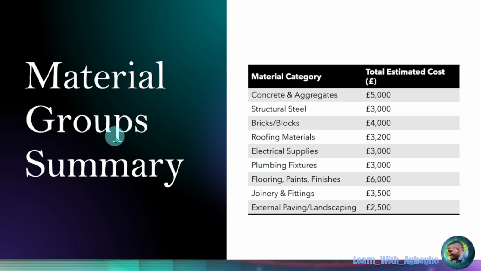On here, we've got our material group summary. So for our concrete and aggregates, we are looking at £5,000. Structural steel, we are looking at £3,000. Bricks and blocks, we are looking at £4,000. Roofing material, we are looking at 2,200. And the others you can see from here.